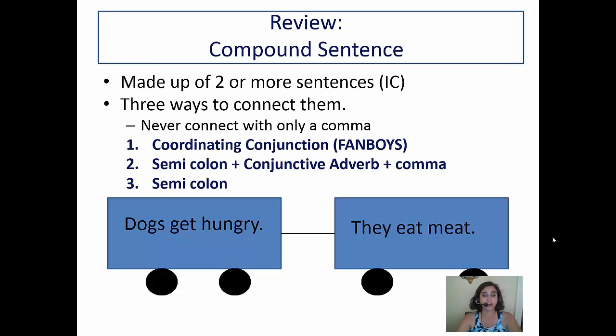So these are the three ways you can connect two sentences, two independent clauses: coordinating conjunctions, conjunctive adverbs, and semicolons. And with all of them, they involve either commas or semicolons.